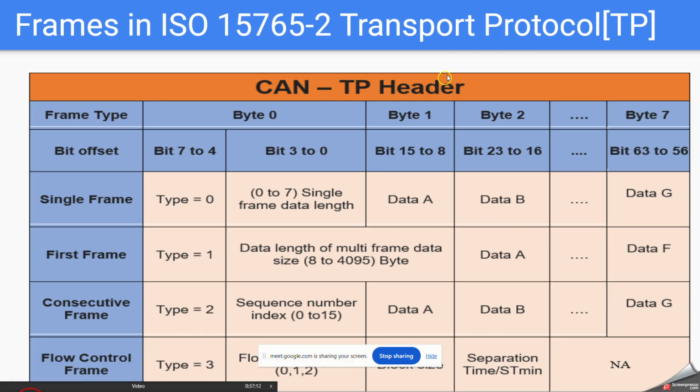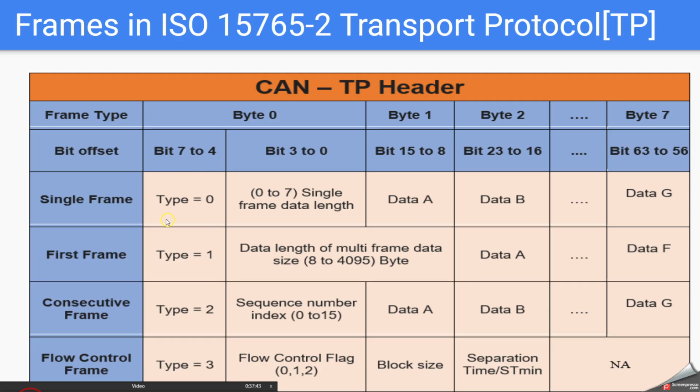CAN TP will always be done with the help of frames. We will have four types of frames here: one will be single frame, then first frame, then consecutive frame, and flow control frame. In the first byte, we'll have two parts. Bit 0 to bit 3 will detect what the data is, or sometimes the sequence number. It sometimes gives the flow control details also. And the higher nibble of the first byte detects which kind of frame it is.